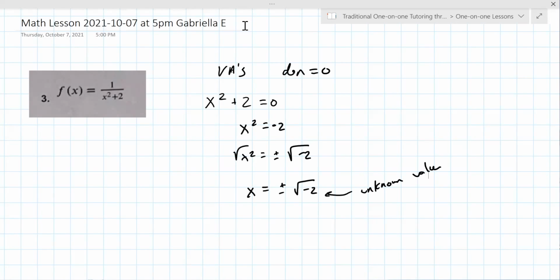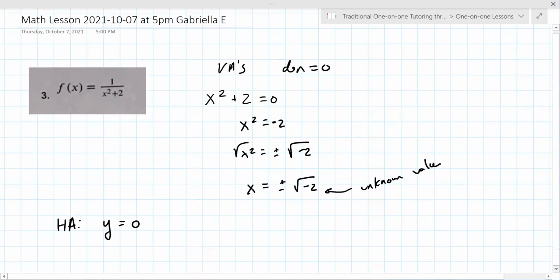So this one does have a horizontal asymptote. Do you know where that occurs? I thought it was none also. But it's actually at y equals 0. There's 3 cases. We could cover them all here if you would like.